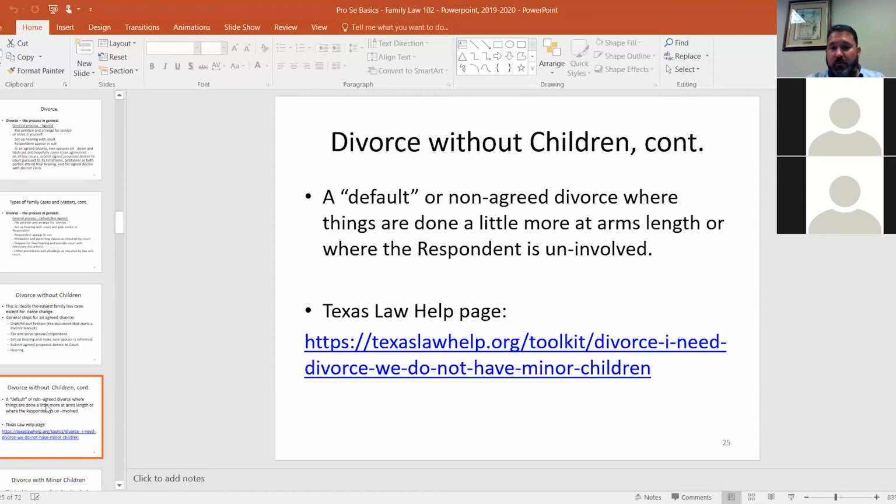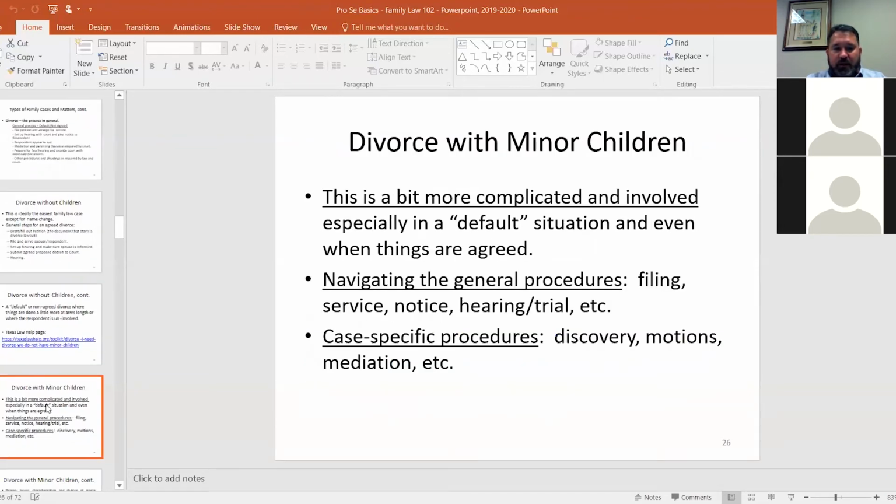Not saying Texas Law Help is for everybody. A lot of times when lawyers are involved in representing people, they have their own petitions and other legal documents that they're going to use, but it's an excellent resource for pro se folks, and we use it extensively. It's a nonprofit. It's run by lawyers and so forth, and they update their forms on a regular basis.